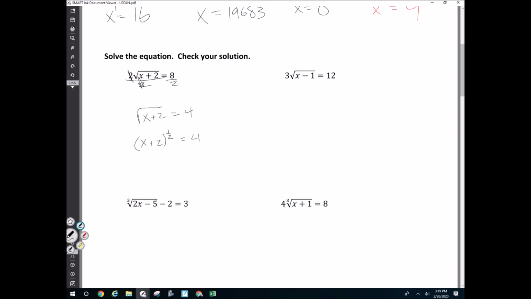Yes. You don't multiply it by 2. You take it to the power of 2. You square both sides. You could have done this earlier, but I like to show you because when we get to fractional powers, it'll help. Squaring a square root, you just have x plus 2. 4 squared, 16. Subtract 2. X is 14. Everybody do the next one on the right. Do 3 root x minus 1 equals 12. Go.